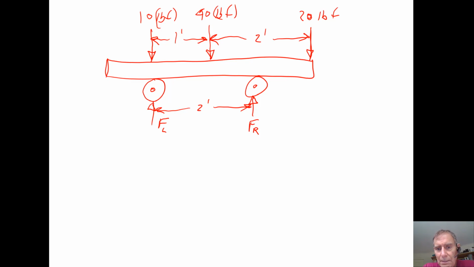So the question is, what are the conditions? In other words, if we want to replace the 10, the 40, and the 20 with just a single force, what are the conditions that it must meet? The 10, the 40, and the 20 are parallel forces. So you think of it this way: we have a system of parallel forces, and we want to replace them with just a single force.